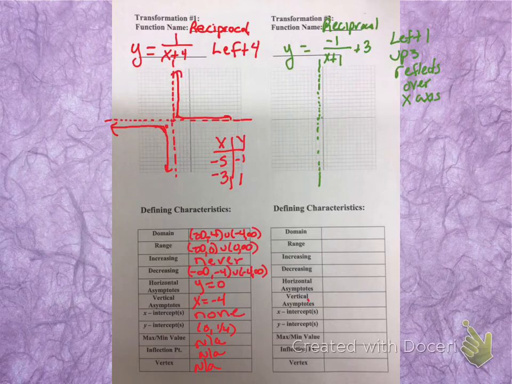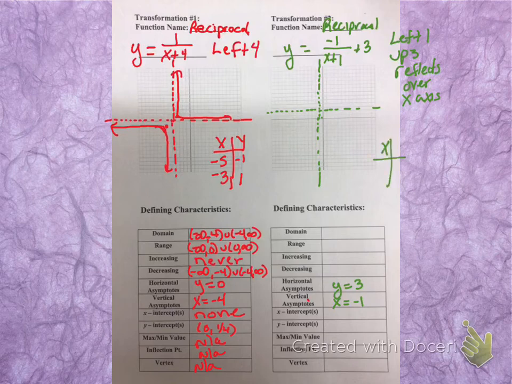So this is very small for me to see. 1, 2, about here. So I have a horizontal asymptote at y equals 3. I have a vertical asymptote at x equals -1. Okay, now to see what this graph does, this part will take into account your reflection.